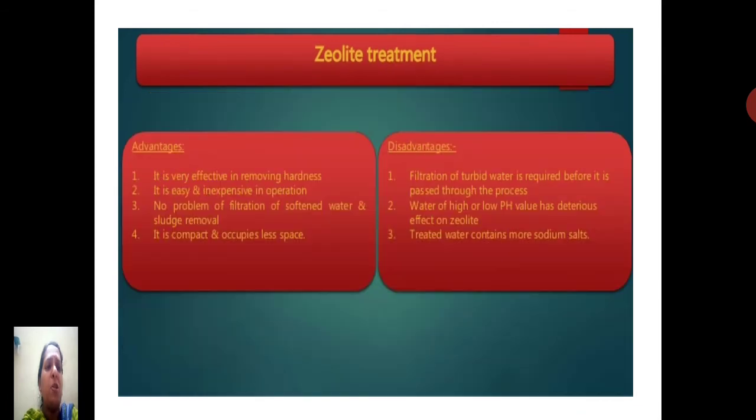chloride. The advantages of this zeolite treatment are that it is very effective in removing hardness, it is easy and inexpensive in operation, and there is no problem of filtration of softened water as well as sludge removal. It is compact and occupies less space.